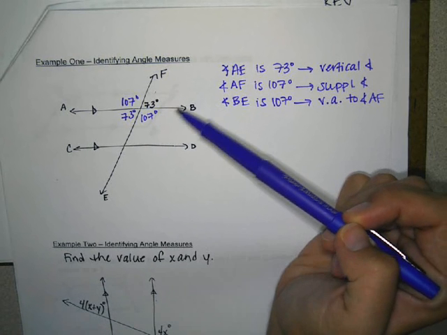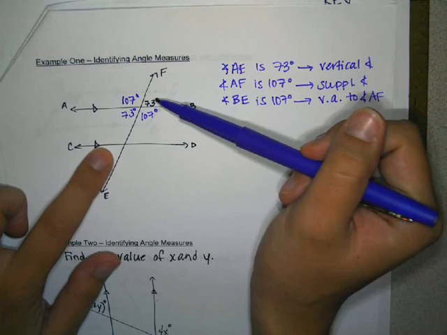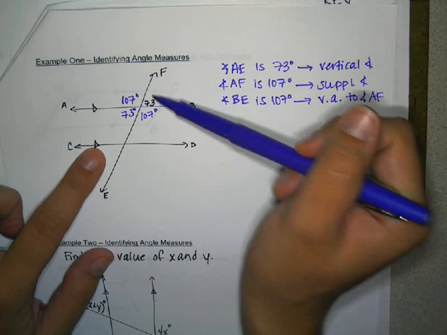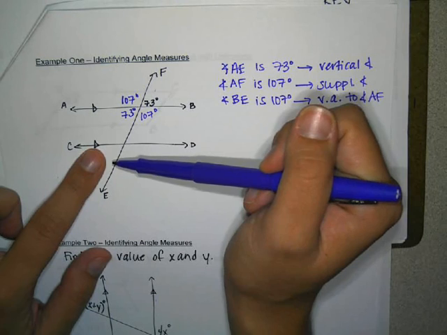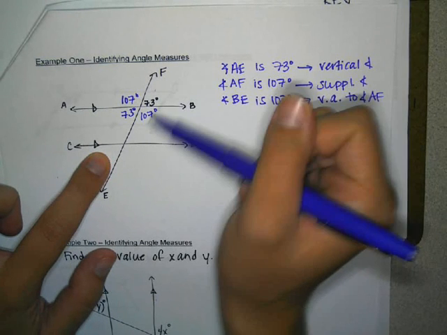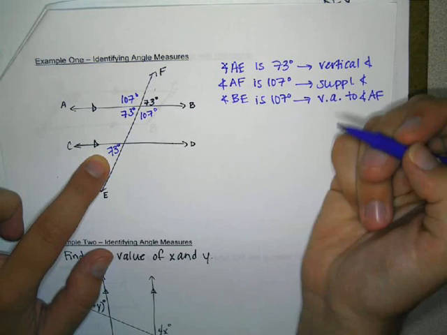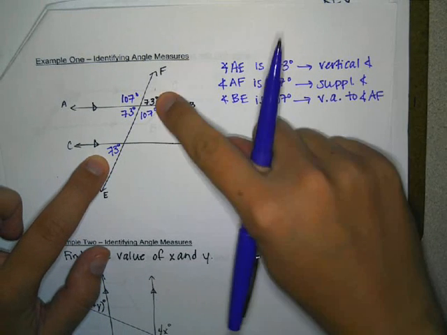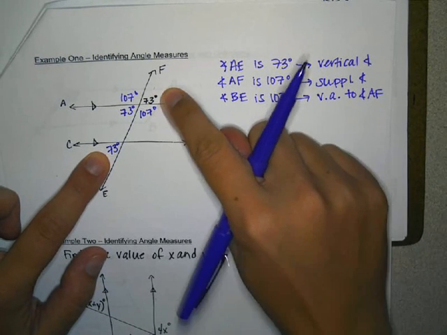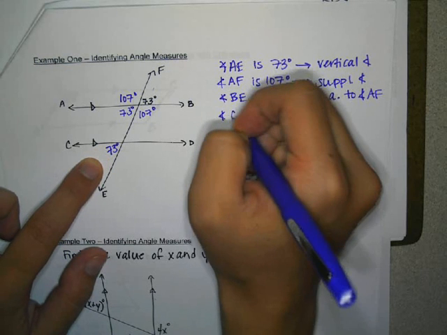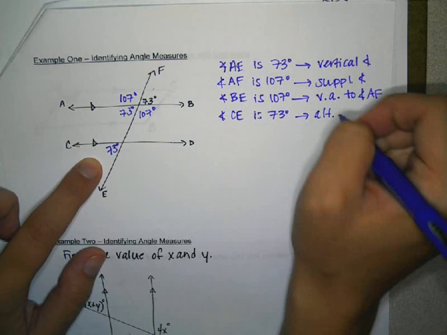CE, right? Alternate exterior means opposite side of the transversal. So this is on the right side. My angle would have to be on the left side. And it has to be on the outside of that bottom parallel line. So the measure of this angle here also has to be 73 degrees because of that relationship that it's an alternate exterior angle. So we would say, okay, angle CE is 73 degrees because it's an alternate exterior angle.